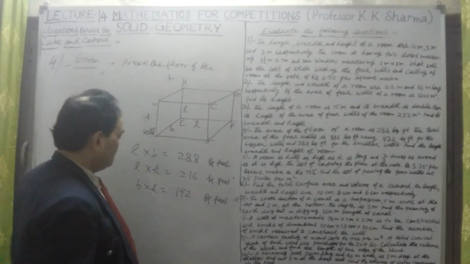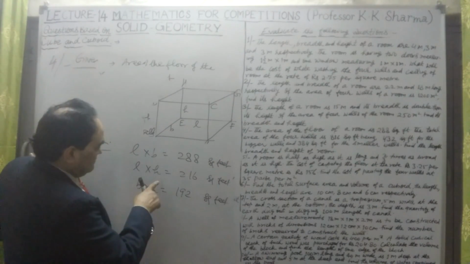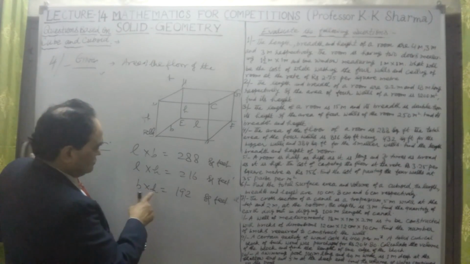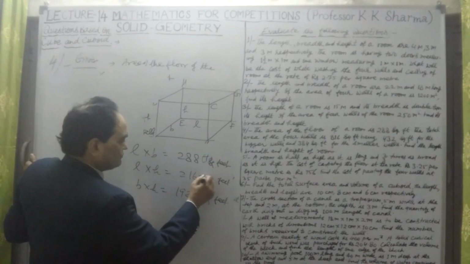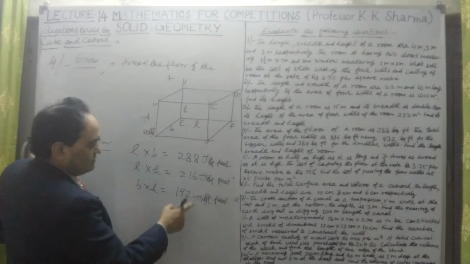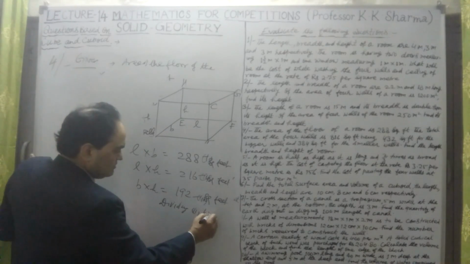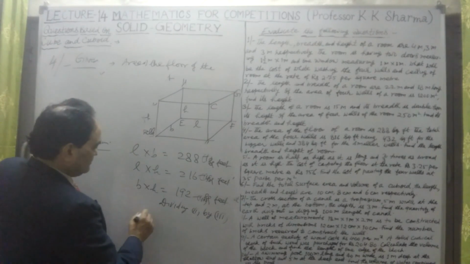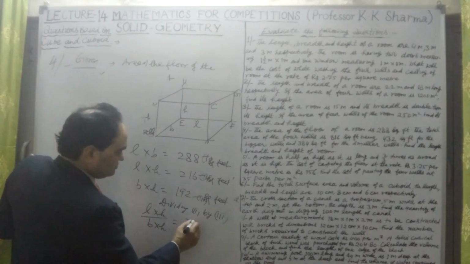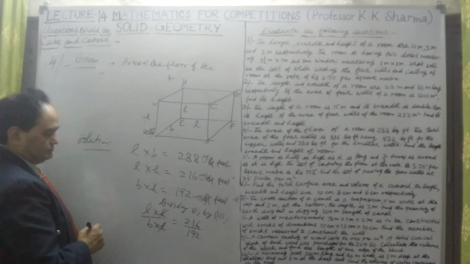Okay, we have calculated. Now, if I divide, which one to be divided? Now, if I divide this, H is cancelled out, H is common. L upon B can be calculated. So, dividing, this is the first equation, this is the second equation, this is the third equation. Dividing the second by the third, that means L into H divided by B into H. H is cancelled out. This is 216 upon 192. This is L upon B.